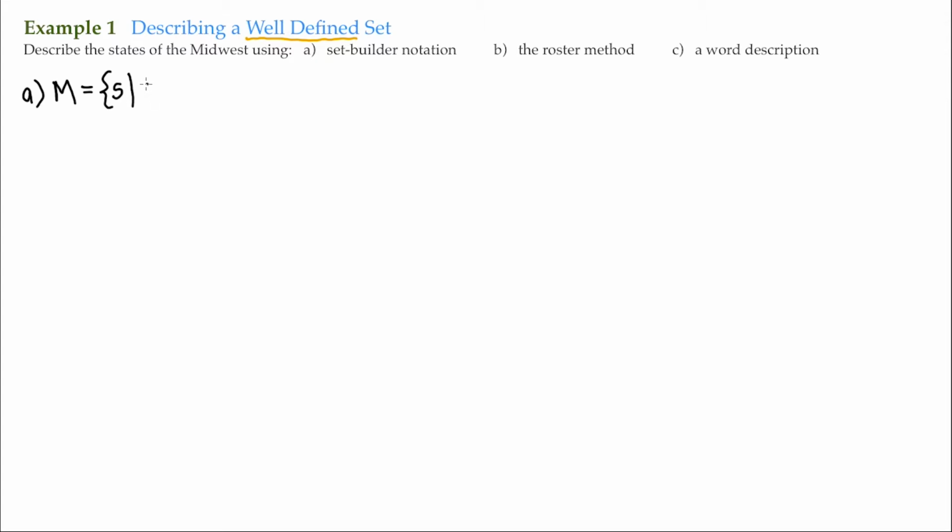So S is a state of the Midwest, United States. And then we close off the set. So here this is stated as set M is all the elements S, given that S is a state of the Midwest, United States. And again, that's the most formal or scientific way.